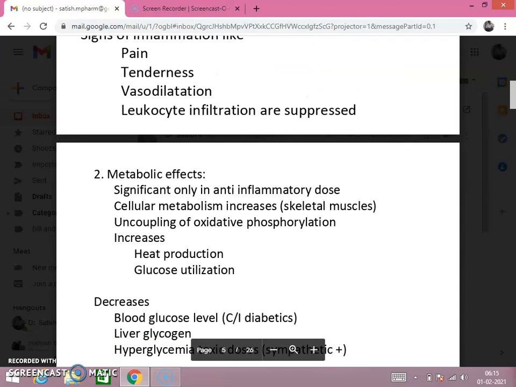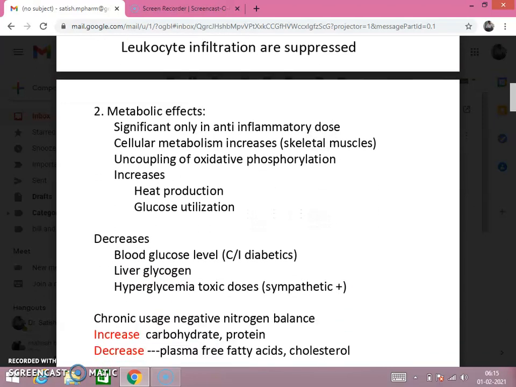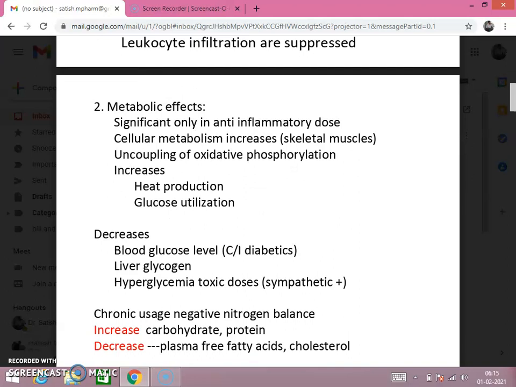Let us see about the other actions of aspirin, like metabolic effects. They are significant only in the anti-inflammatory doses, because those doses vary. Anti-inflammatory doses are usually high. In such conditions only, metabolic effects can be observed, where cellular metabolism is raised in the skeletal muscles. This is because of uncoupling of oxidative phosphorylation. Overall, the net effect is an increase in heat production and also glucose utilization. This is the effect on metabolism.